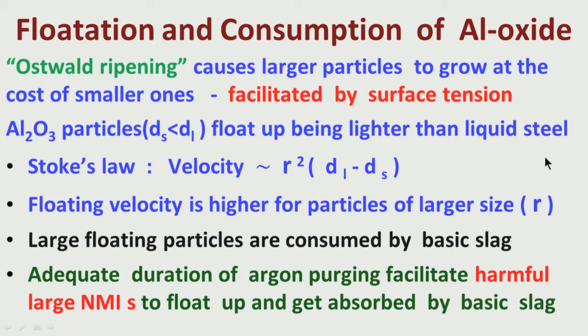So, whatever smaller particles have formed or nucleated, they will coagulate, that means they will come together and larger particles will form, and it is known as Ostwald ripening. These larger particles will move relatively faster compared to the smaller ones and go to the top, and if we have a basic slag, alumina will be consumed by the basic slag. This way we can reduce the quantity of alumina which has been formed by the deoxidation reaction.